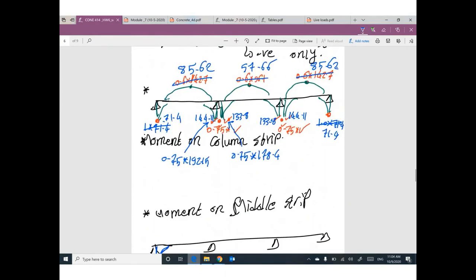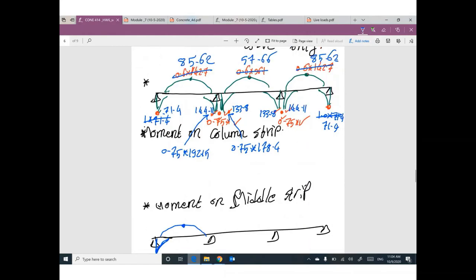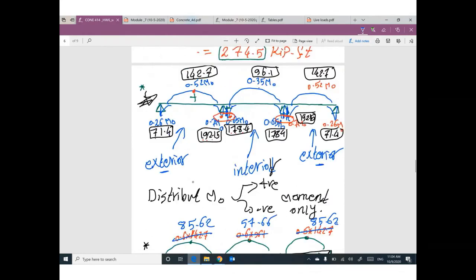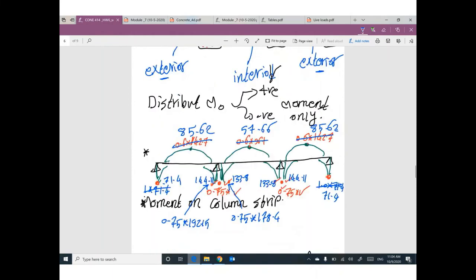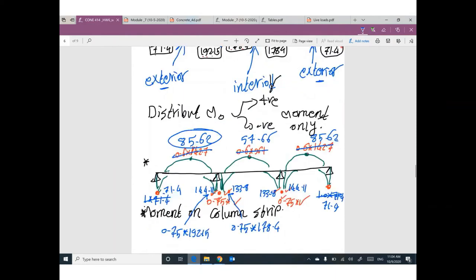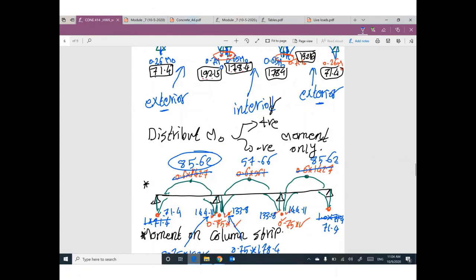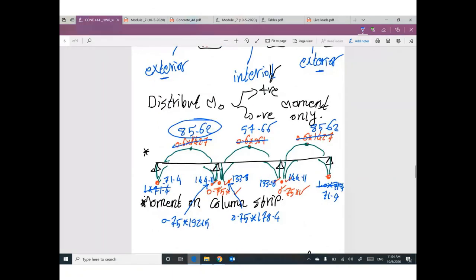If you are looking for the positive value here, 142.7 minus 85.62, your final answer here will be 57.1. This negative moment will be the negative moment here, which is 192.15 minus the value here, 144.11. Your answer here will be 48.